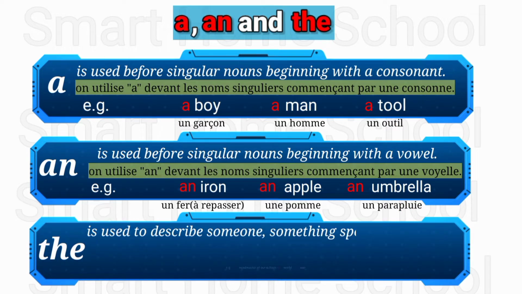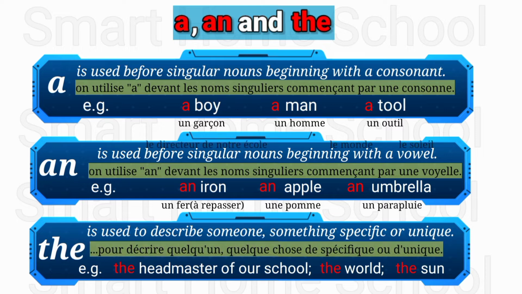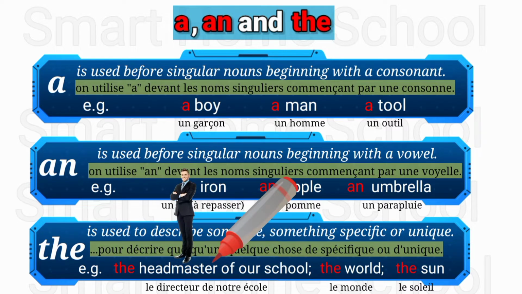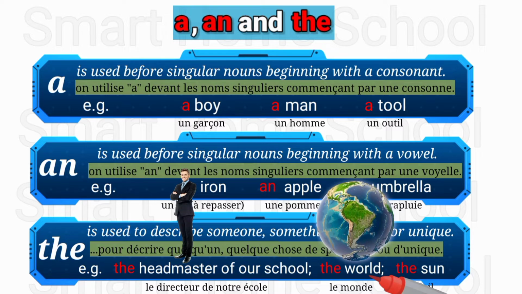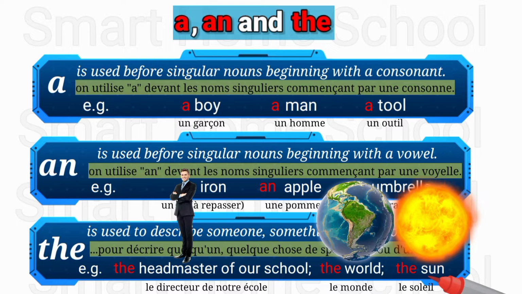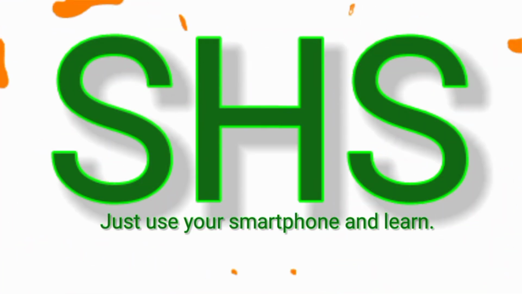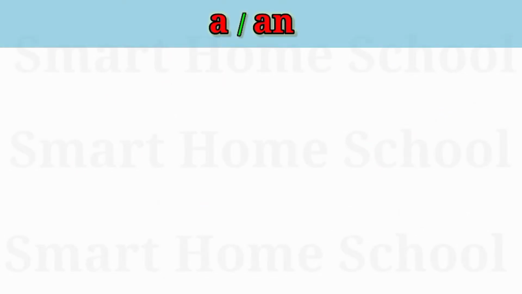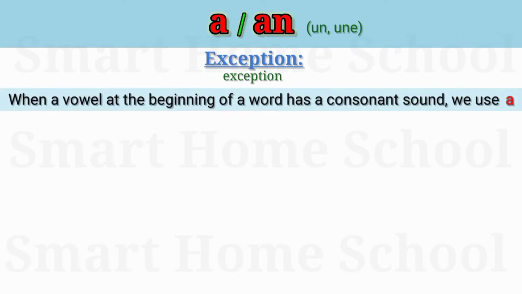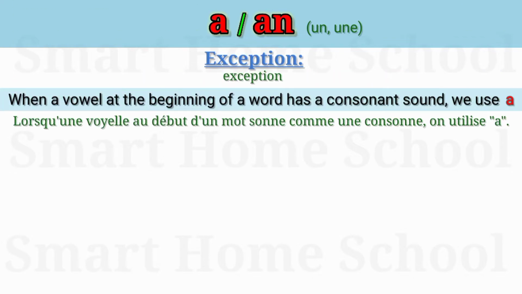Concerning the, it is used to describe someone or something specific or unique. Example: the headmaster of our school, the world, the sun. But as we all know, there is always an exception to any rule. For example, when the vowel at the beginning of the word has a consonant sound, we use a.